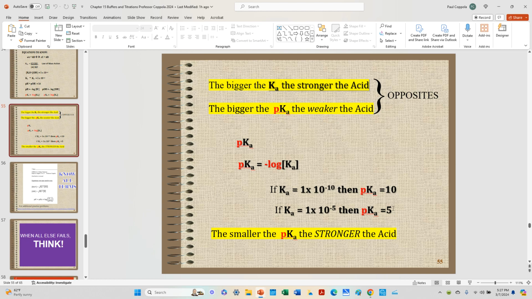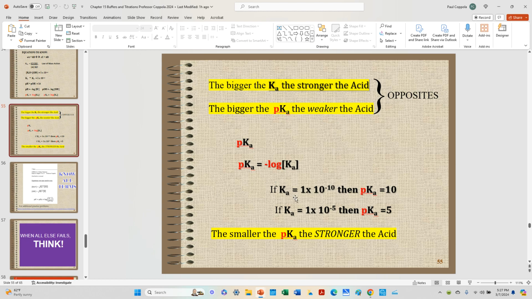Okay? So, when the pKa is bigger, it's a weaker acid. So they're opposites to each other. When Ka is bigger, pKa is smaller. And here's the point. The smaller the pKa, the stronger the acid, and vice versa. The bigger the Ka, the stronger the acid. The bigger the pKa, the weaker the acid. So you have to think through those. And it should make sense.